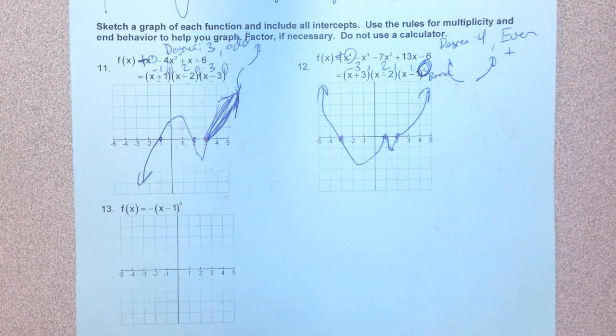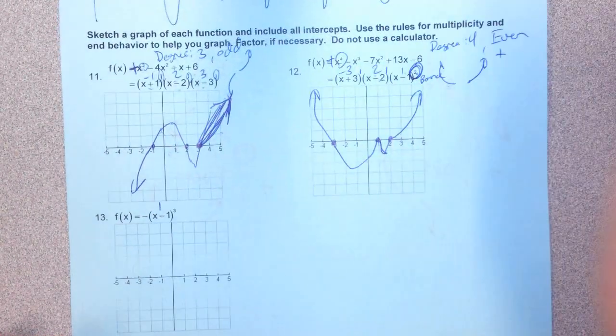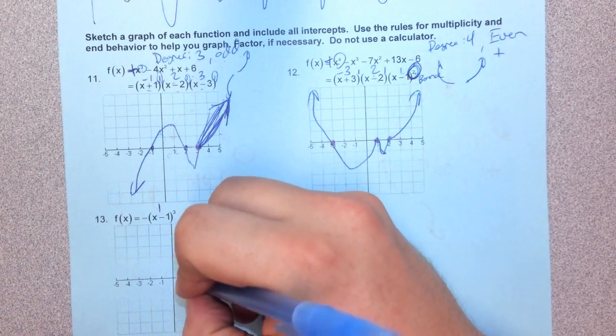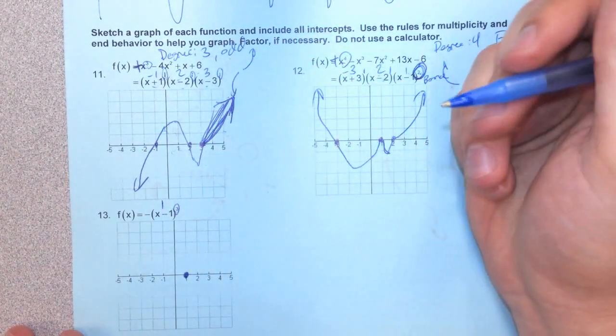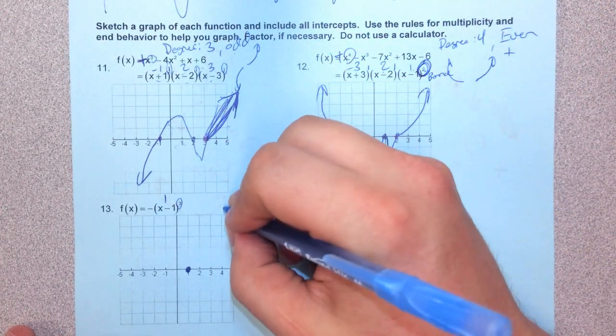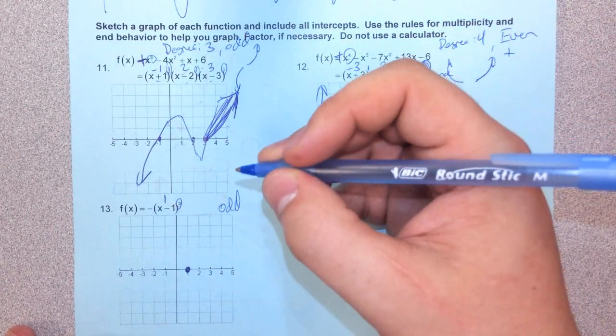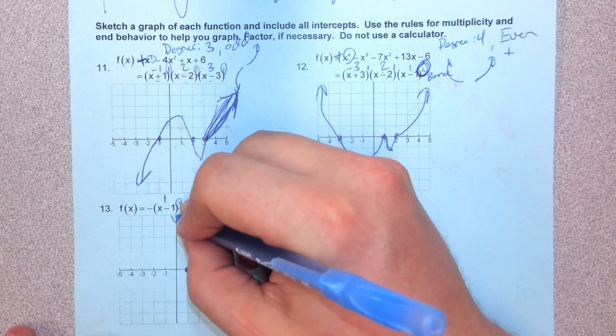That's what happens on this one. So this one, there's only 1 zero. It's just 1. That's it. There's only 1 zero. This one was tripping people up today. It's to the 3rd power. So that means that this is an odd degree, and that means the multiplicity means it's going to wiggle.